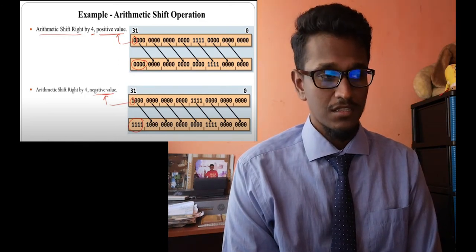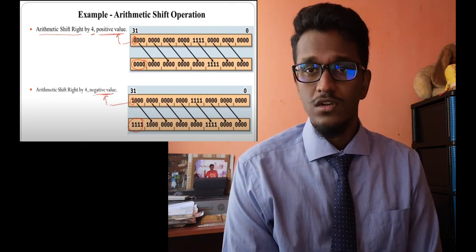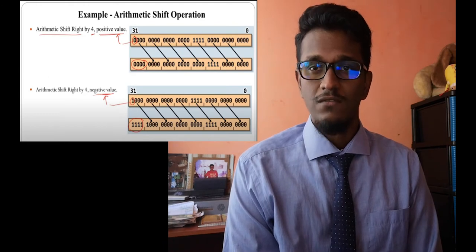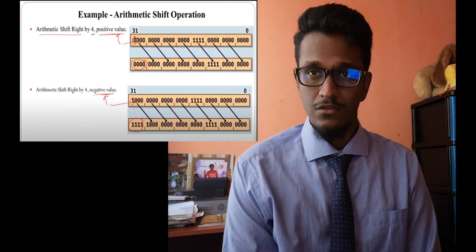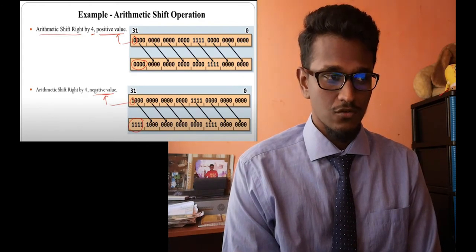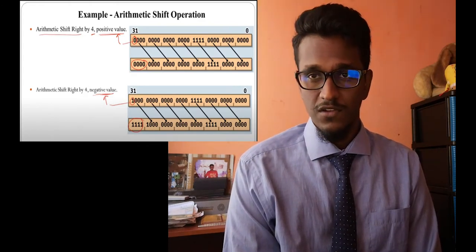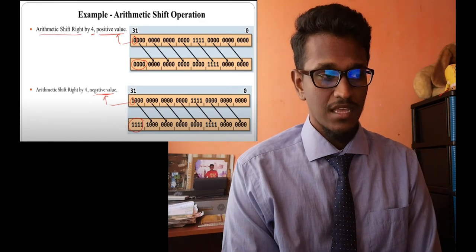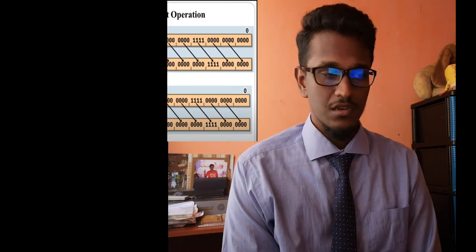One more important thing is that the value 0 represents a positive value and the value 1 represents a negative value. In the first example, the MSB bit is 0, so it represents a positive value, and in the second example the MSB bit is 1, so it represents a negative value.